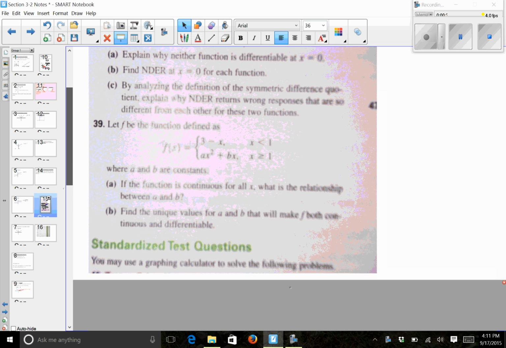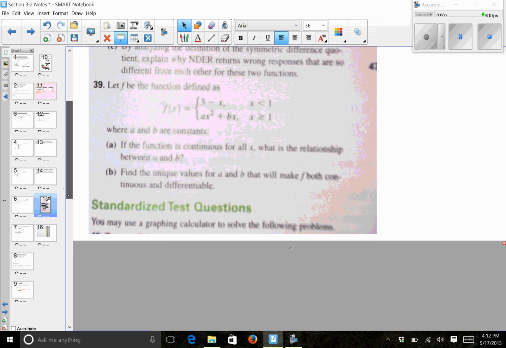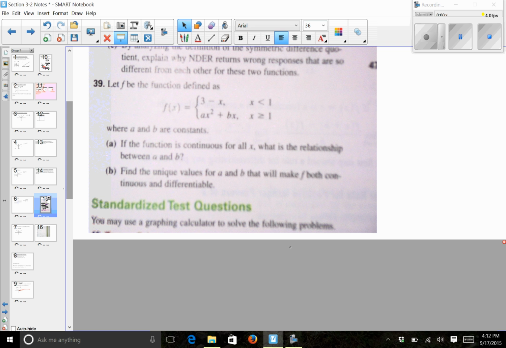And if we look at that, we're given a piecewise function where we use 3 minus x if x is less than 1, and ax squared plus bx if x is greater than or equal to 1. And a and b are constants. And we're asked two things. First of all, if the function is continuous for all x, what's the relationship between a and b? Meaning we need to find an equation that if we know a, we could find b, or vice versa.